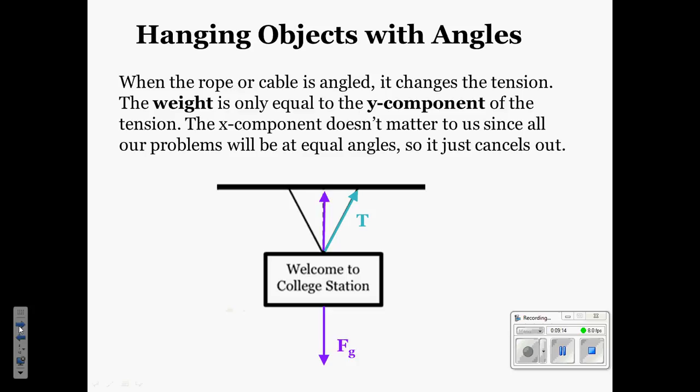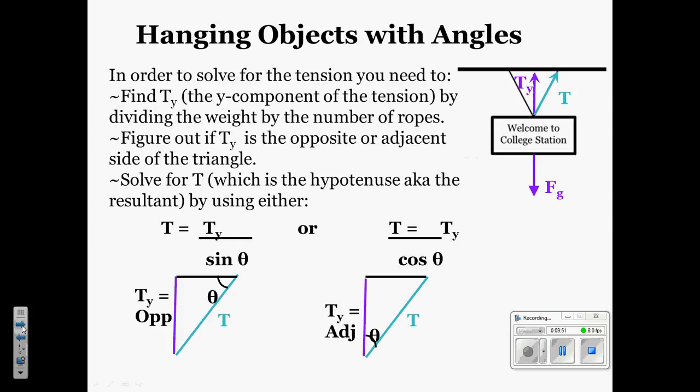So the weight is only equal to the y component of the tension. So remember, the tension is the up, the Fn direction, if you will. The x component doesn't matter to us since all of our problems are going to be at equal angles, so it's going to cancel out. So we don't have to worry about the horizontal. We're just going to be calculating that y component. In this case, our y component has a special name. Our y component is called capital T little y.